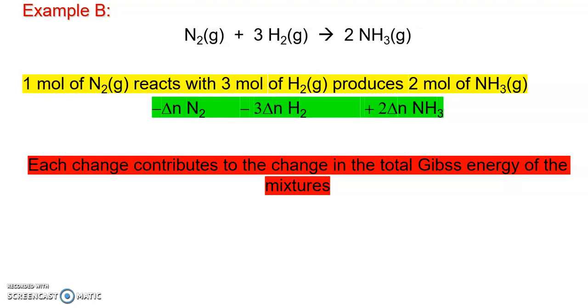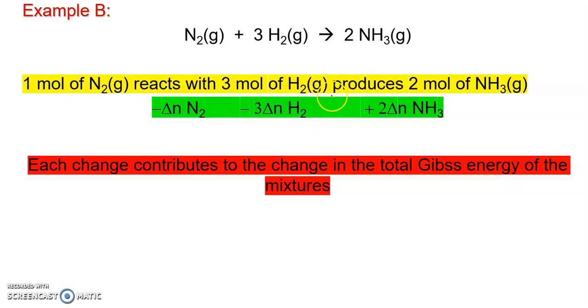Okay, next, let's see the second example. This is the synthesis of ammonia, which is a crucial chemical in the agriculture industry, where we use this ammonia to make our fertilizer. So we have enough supply for our food when the trees have good, sufficient nutrients.